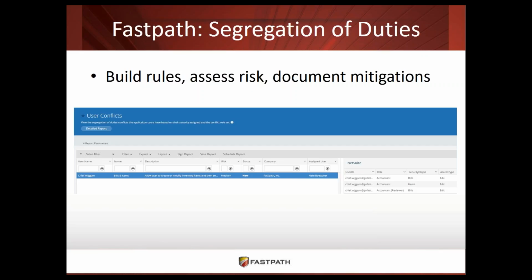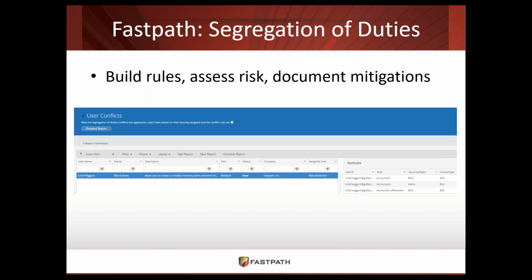So when we talked about SOD, the typical SOD process is 3 steps: define our rules, identify where we have risk, and then document our mitigating controls against those risks. Our tool tries to make that process as automated, as easy as possible. First off, we include a rule set out of the box that our auditors built based on best practices and aligned back to NetSuite permissions. I believe there's about 115 rules out of the box.